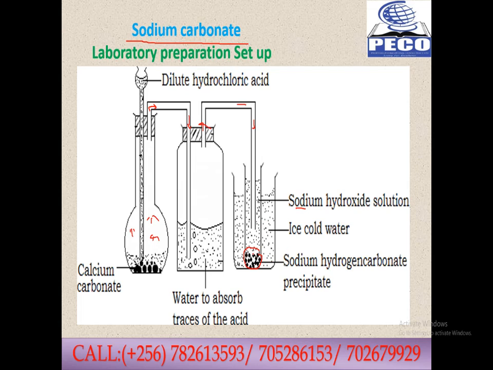So when we form sodium hydrogen carbonate, remember our interest is not in it, but the diagram shows that we have formed it. We are forming it because of the too much carbon dioxide being produced. So let's see how we can get our product. How can we get sodium carbonate after using this diagram? Procedure: these are the steps involved.